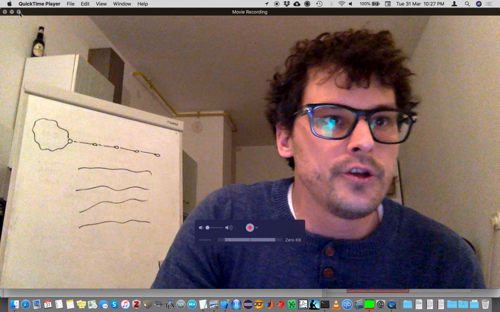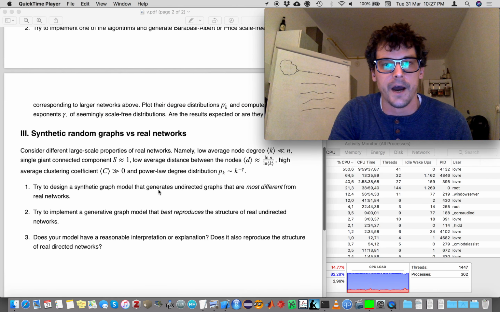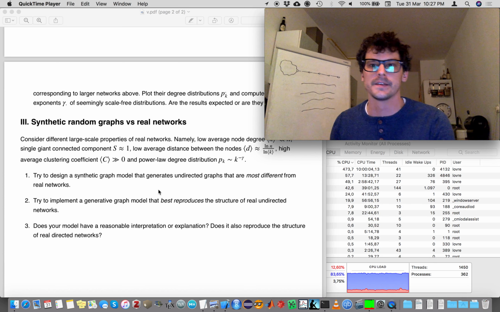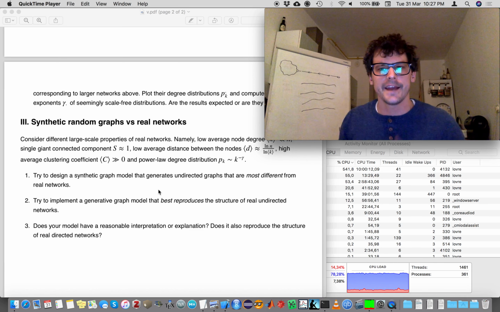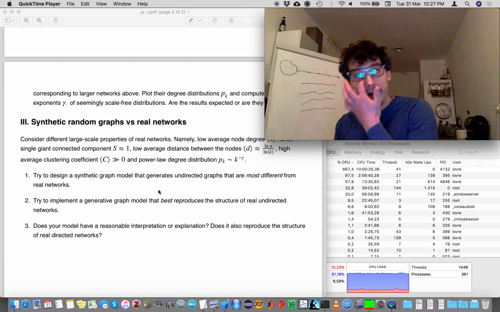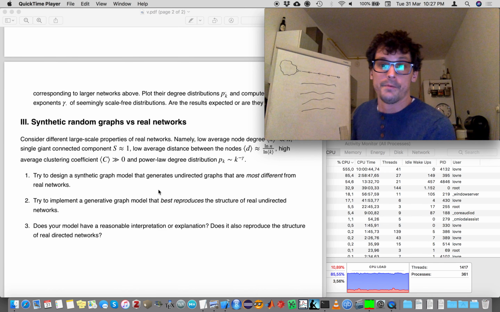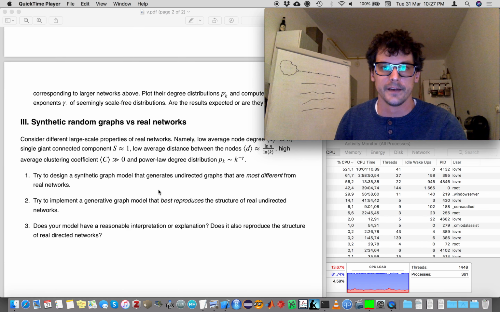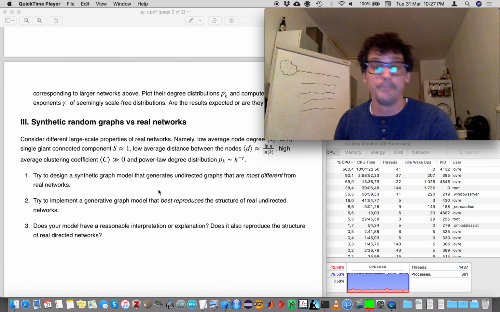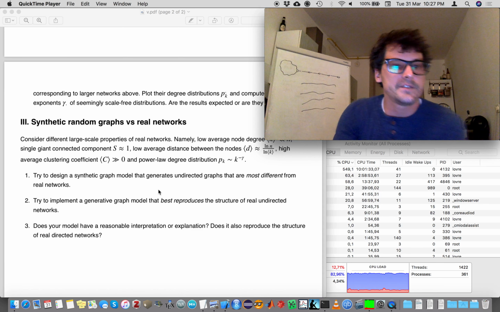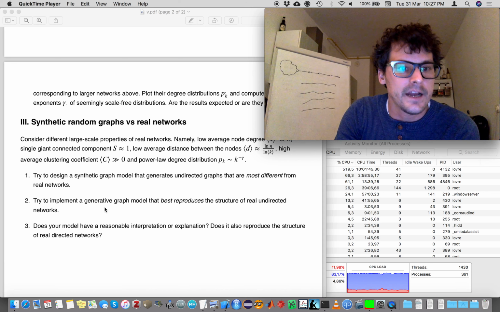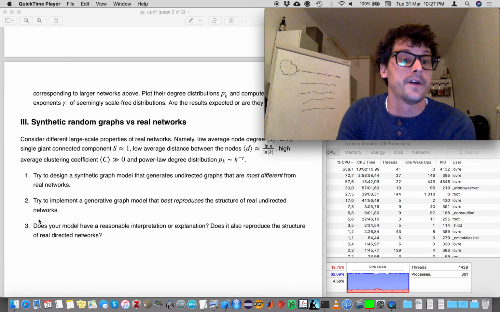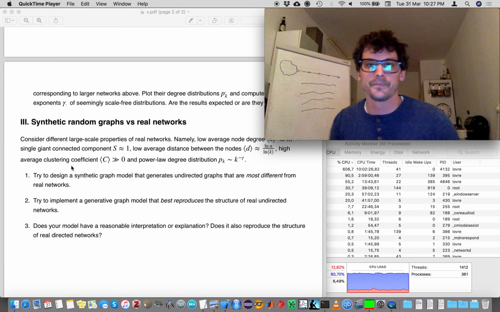And at home, you can maybe think about better examples of how to fail on all these properties. It turns out that sometimes it's actually harder to generate a graph that will fail on all common properties of real networks than to generate a graph that will actually match all these properties. And this is what the second exercise says: try to implement a generative graph model that best reproduces the structure of real undirected networks.